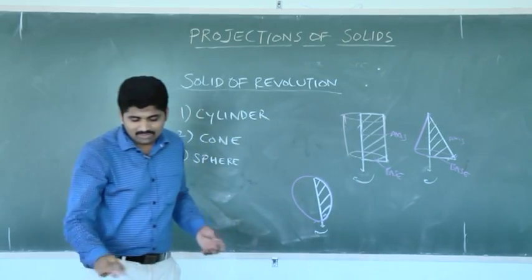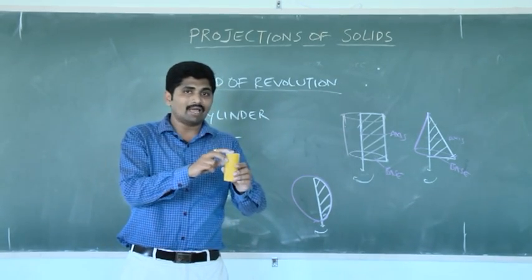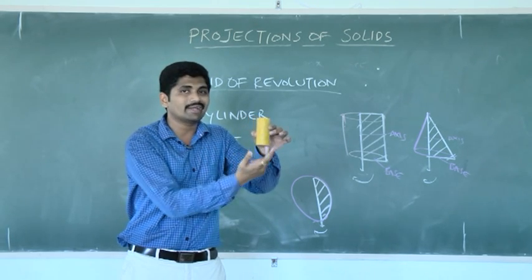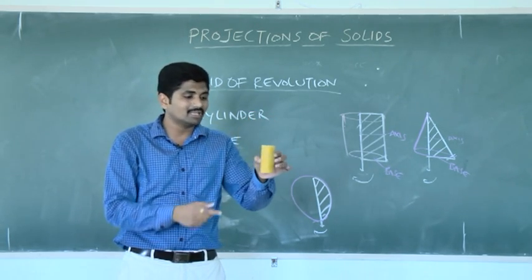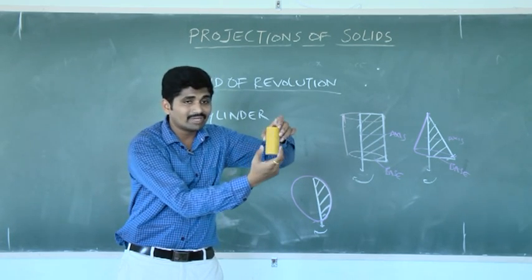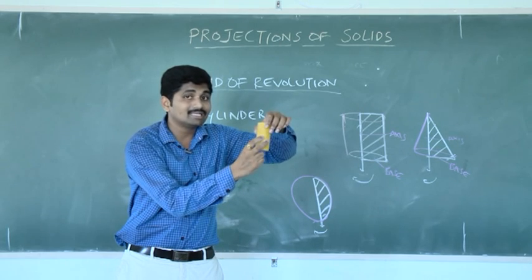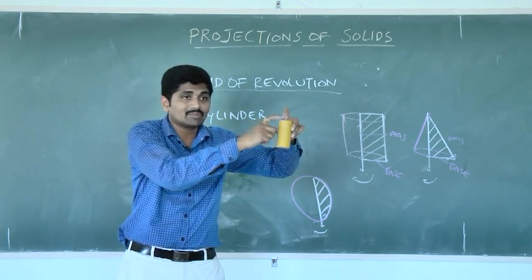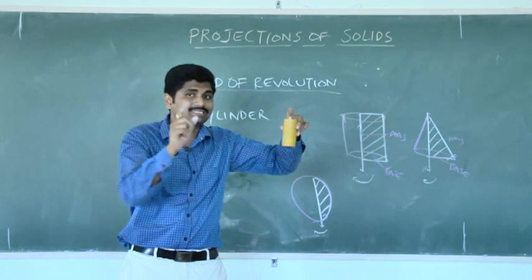In the cylinder, you observe the top face is a circle and the bottom face is also a circle, and the surrounding edges are called generators. You observe the cylinder: the top face is a circle, the bottom is also a circle, and the surrounding edges are called generators. The imaginary line drawn between the top face center and the bottom face center is called the axis line.